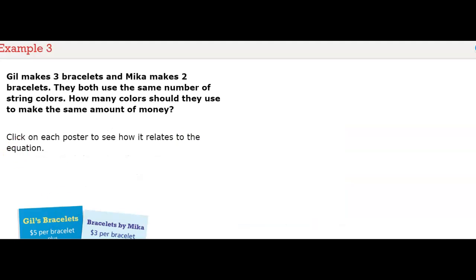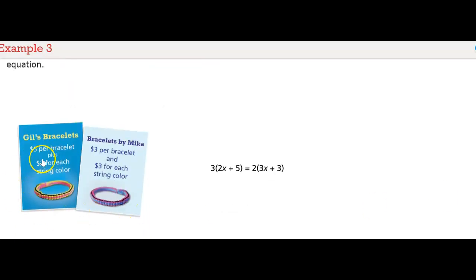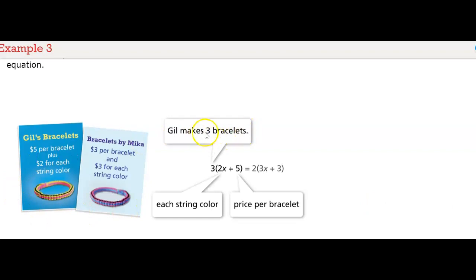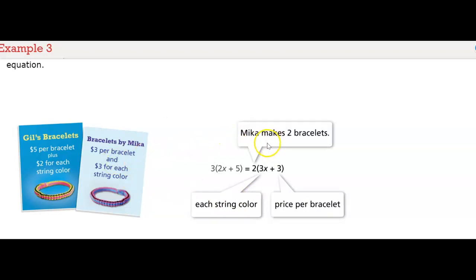Gil makes 3 bracelets and Mika makes 2 bracelets. They both use the same number of string colors. How many colors should they use to make the same amount of money? All right, so we have Gil. So Gil makes 3 bracelets, each string color, and the price per bracelet. And then we have Mika. She has 2 bracelets she's making. The string color is $3, and then the price per bracelet is $3.